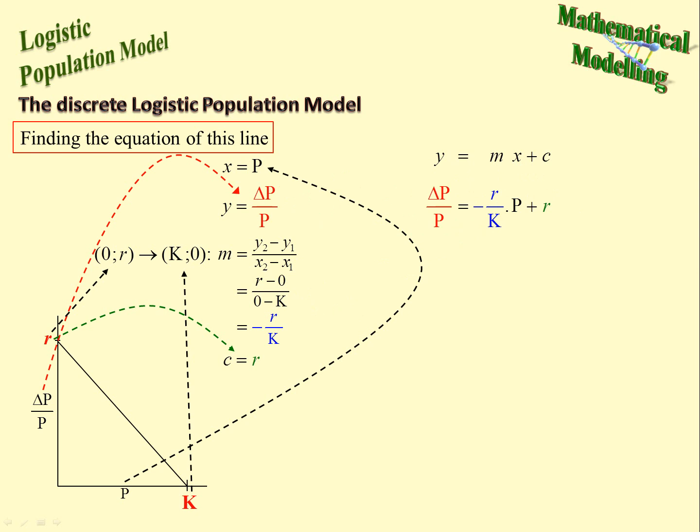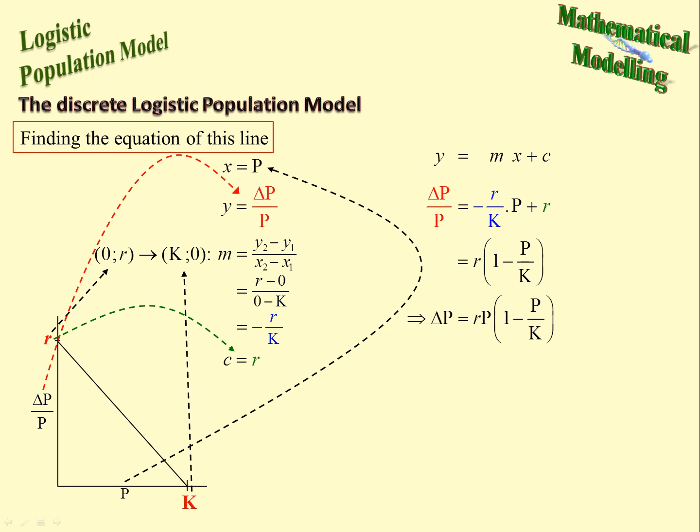Now what follows is a bit of algebra. We have a common factor of r, which we're going to take out. Now we want to know delta p on its own, and this is delta p over p, so let's multiply through by p. And delta p equals rp, p multiplies outside there, into 1 minus p over k.